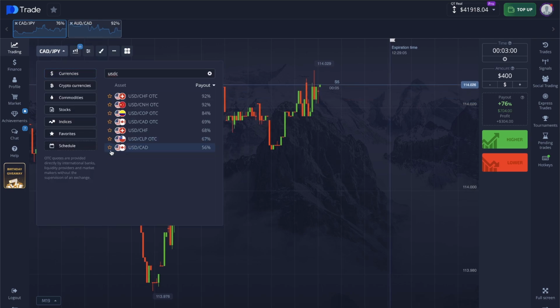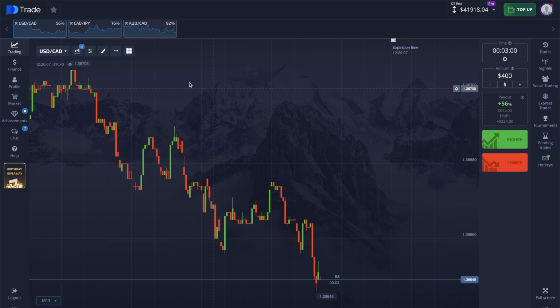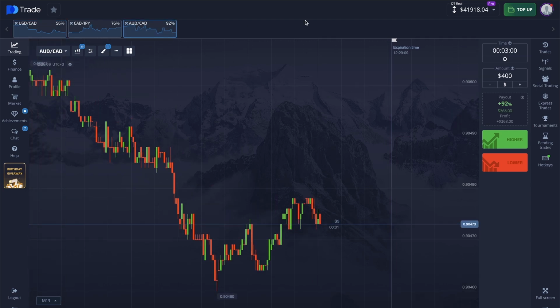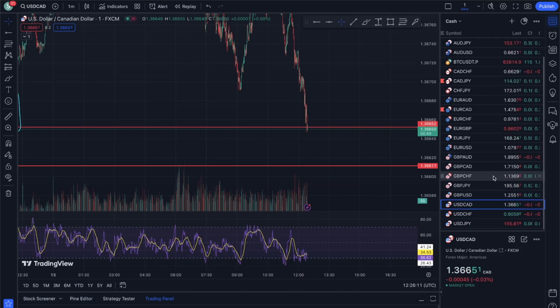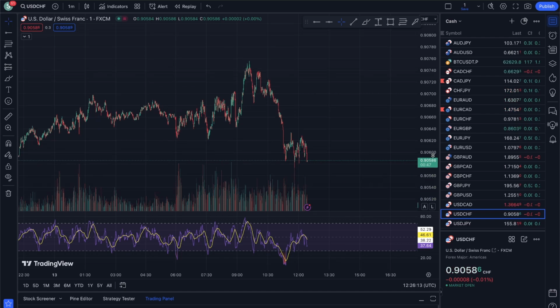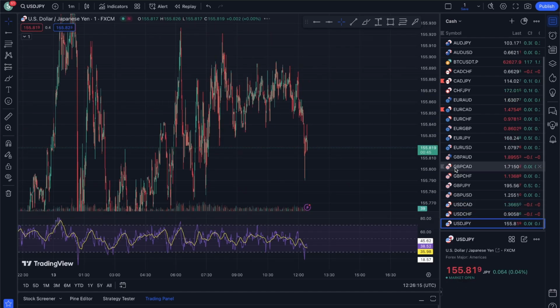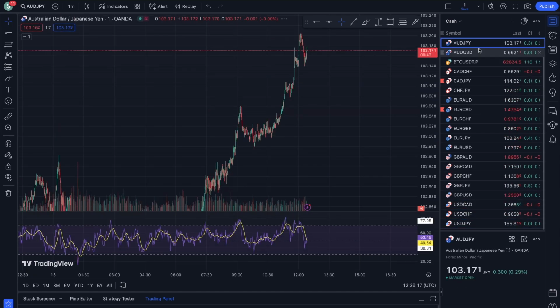Let's now shift our focus to the payout percentage, which is even lower than that of the Canadian dollar to Japanese yen pair. This further emphasizes the attractiveness of the Australian dollar to Canadian dollar pair, which looks quite promising for us.